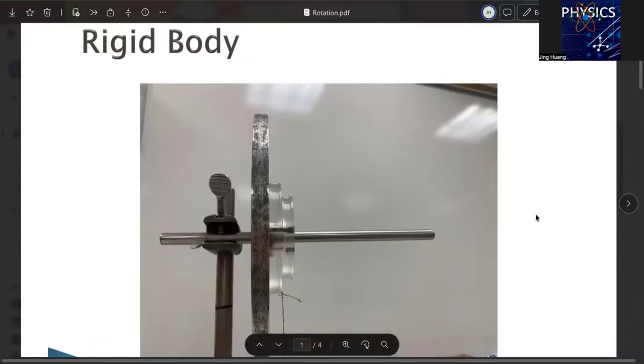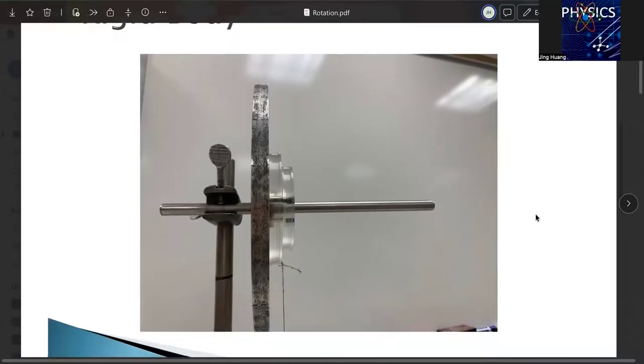Hello, I'd like to explain the rigid body rotational motion experiment. First, the setup is a rotational apparatus made up of a big metal disc with two plastic drums glued to one side. On the other side, there is a stick that can be fastened using clamps onto a metal stand. So this is the apparatus.